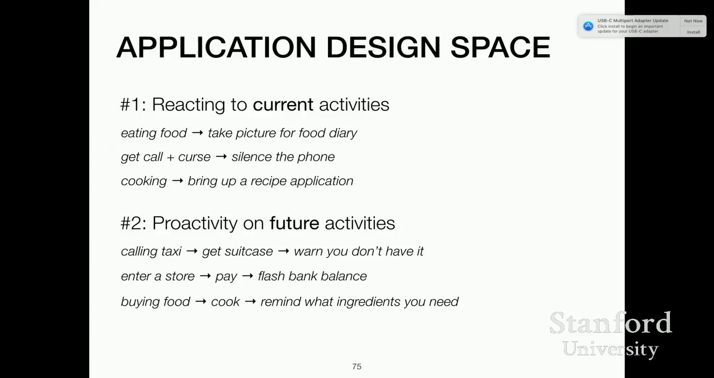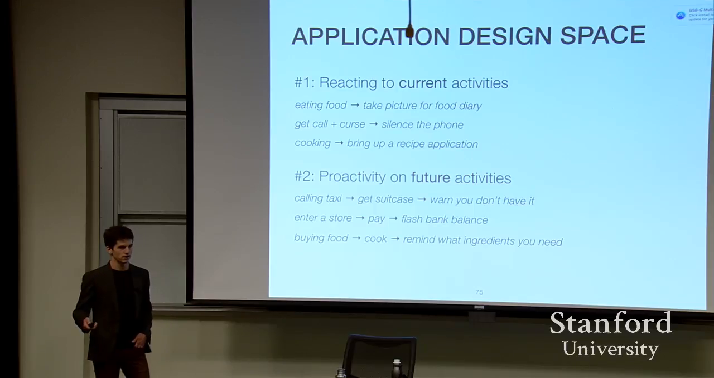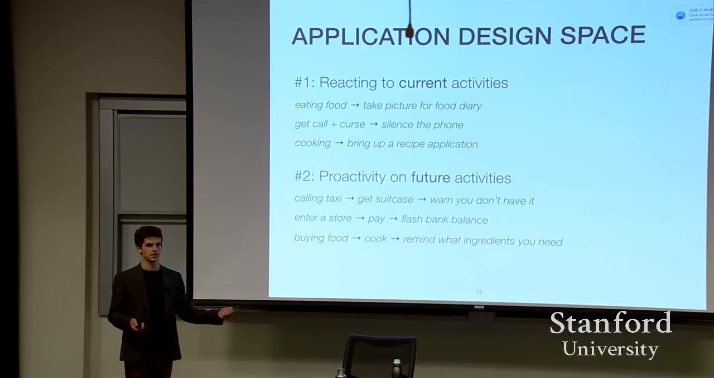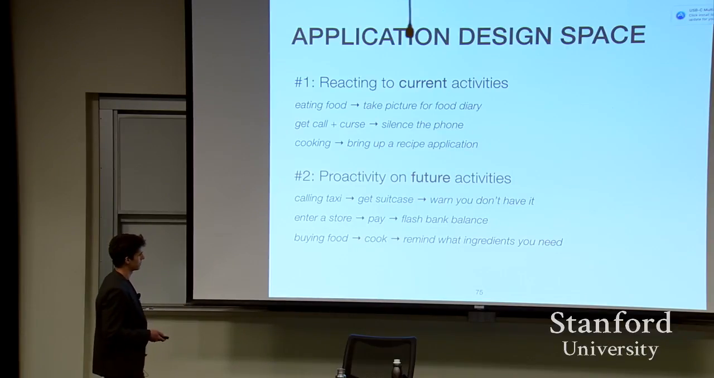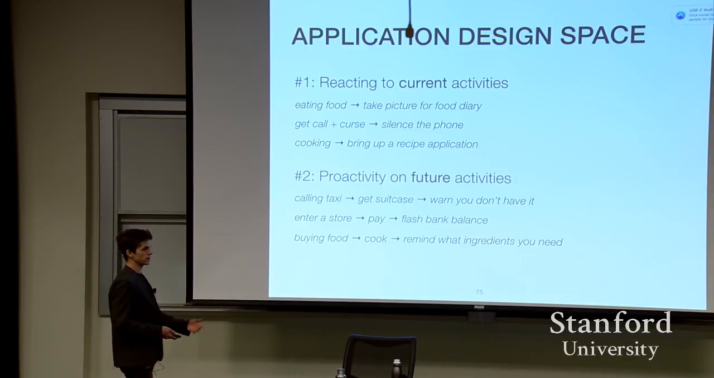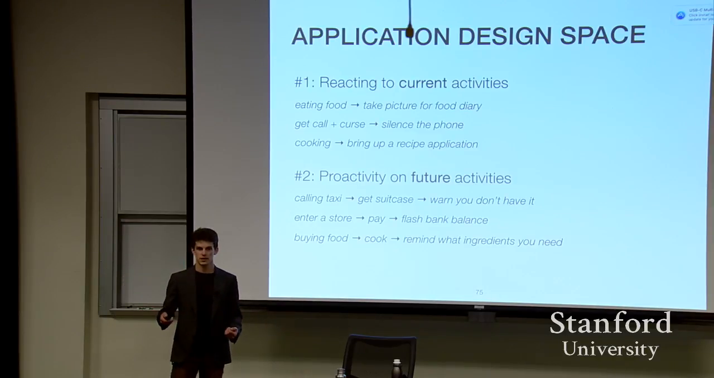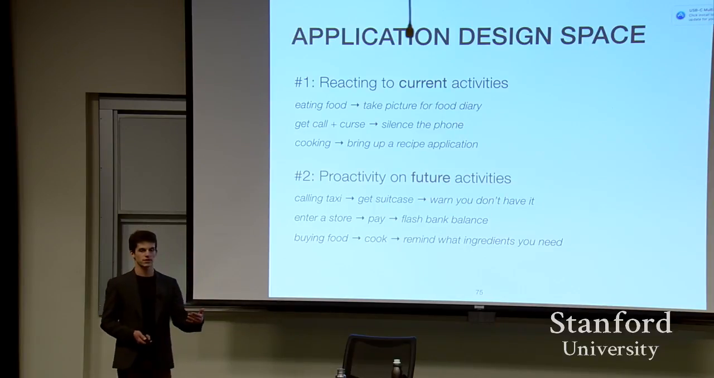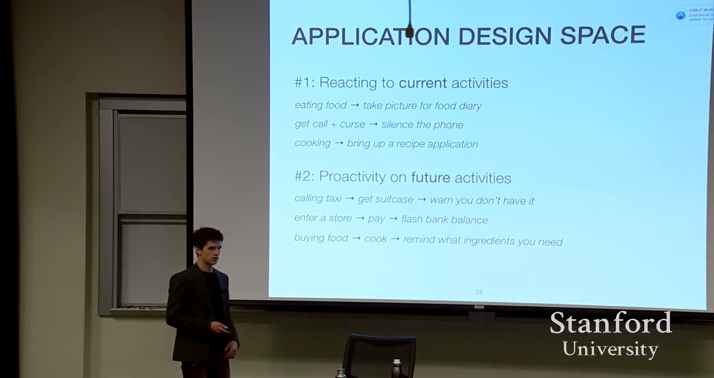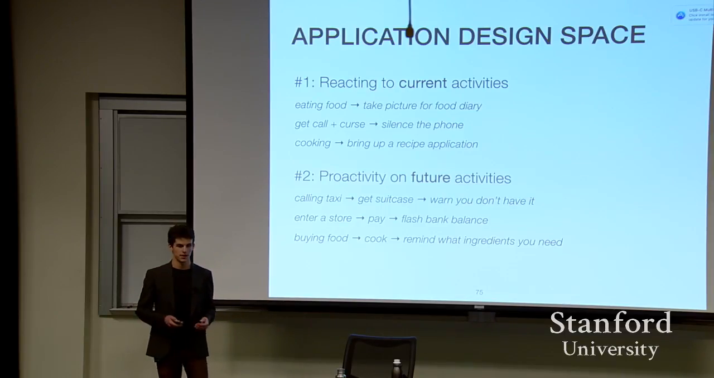And then the second thing we get here is this idea of proactivity on future or associated activities. So for example, if I'm calling a suitcase, Augur can say that getting a suitcase is something that's likely to follow that. And then we have another piece of signal that says the suitcase is not with me. Maybe we can say, oh, you don't have your suitcase, and give you a warning about that. Or if I'm entering a store, maybe we can predict that I'm going to pay for something, and so send me a text message that gives me my bank balance information. Or if I'm buying food, maybe we can predict that I'm going to cook later, and so remind me what ingredients I need. So we open up these 2 broad design spaces here.